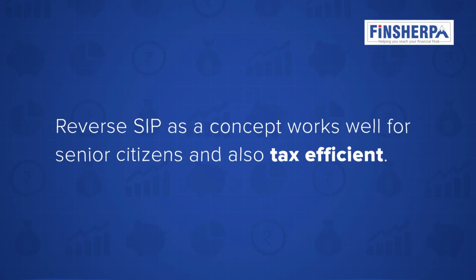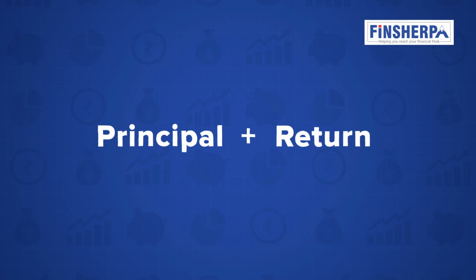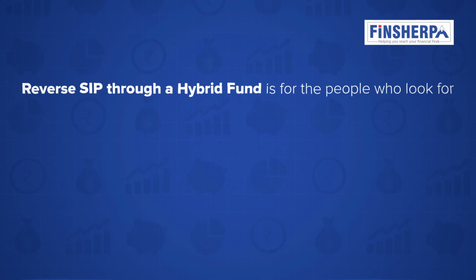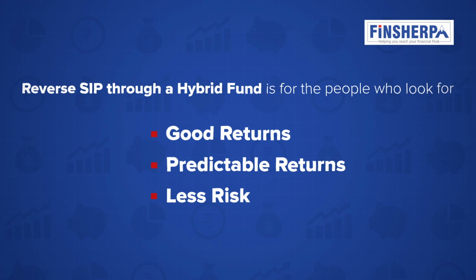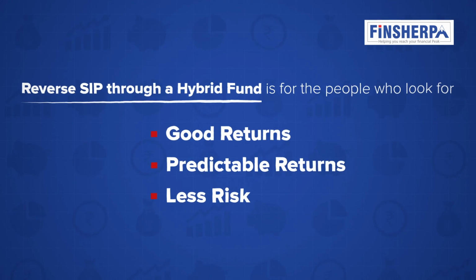So the reverse SIP as a concept works brilliantly for senior citizens. And what more, it is also tax efficient. Unlike an FD, where you get taxed on the interest, in a reverse SIP the amount coming out consists of both the principal and the return, so it is very, very tax efficient. So it is the go-to product for people, especially senior citizens, who are looking at a slightly better return than what they're getting in the bank, more predictable, who don't want to take risks as you would in an equity mutual fund, but want something better than a bank deposit. Reverse SIP through a hybrid fund is a great option.